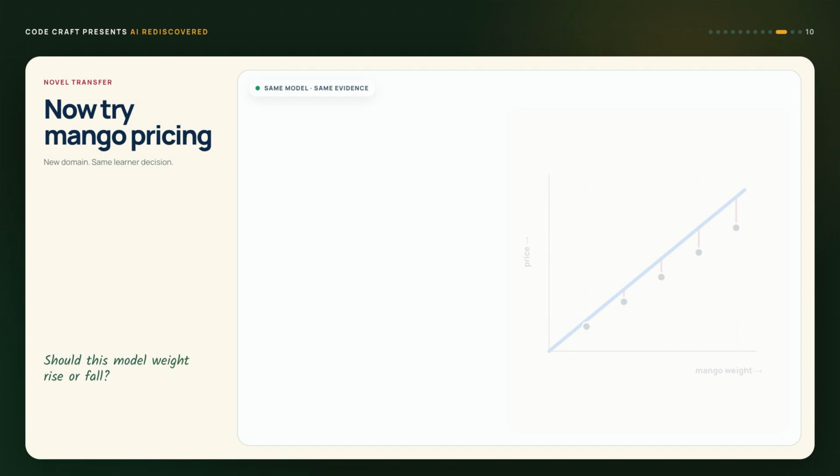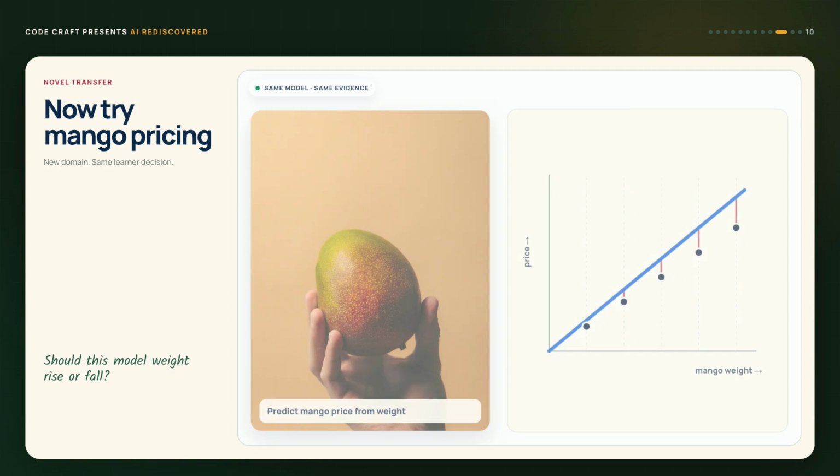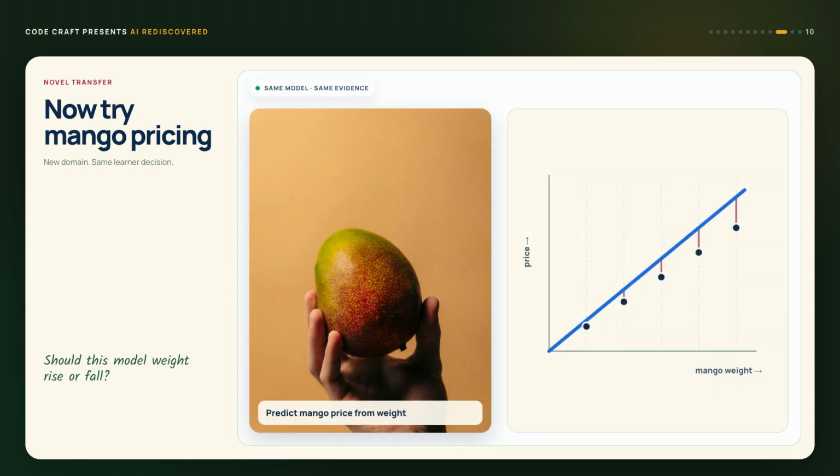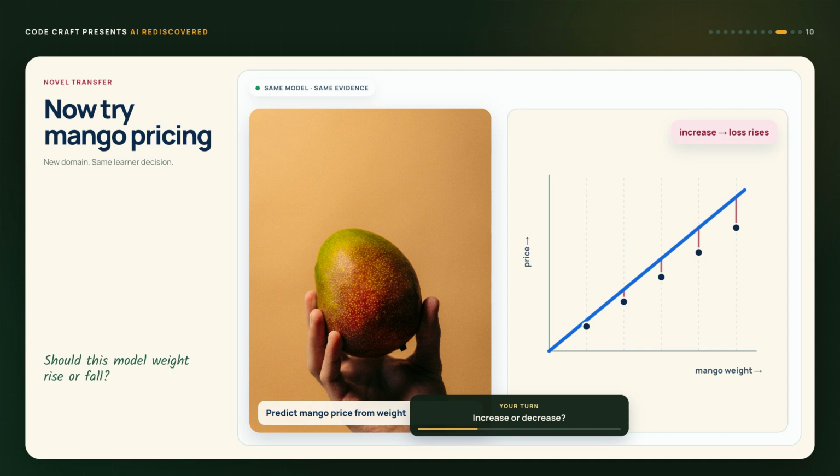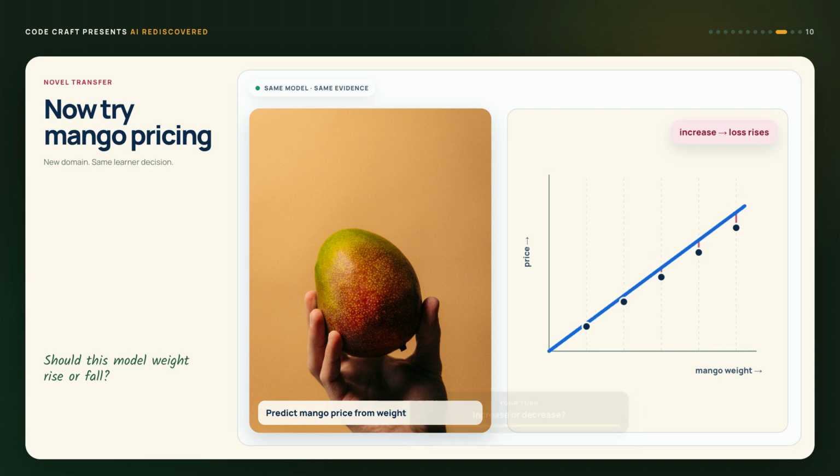Let us test whether the idea belongs to you, rather than to the house example. A fruit seller predicts a mango's price from its weight. The current prediction line is too steep. A small increase in the model's weight makes the mistake score larger. Should the model's weight increase or decrease on the next step? Pause and decide. It should decrease, because downhill on this side means moving left.